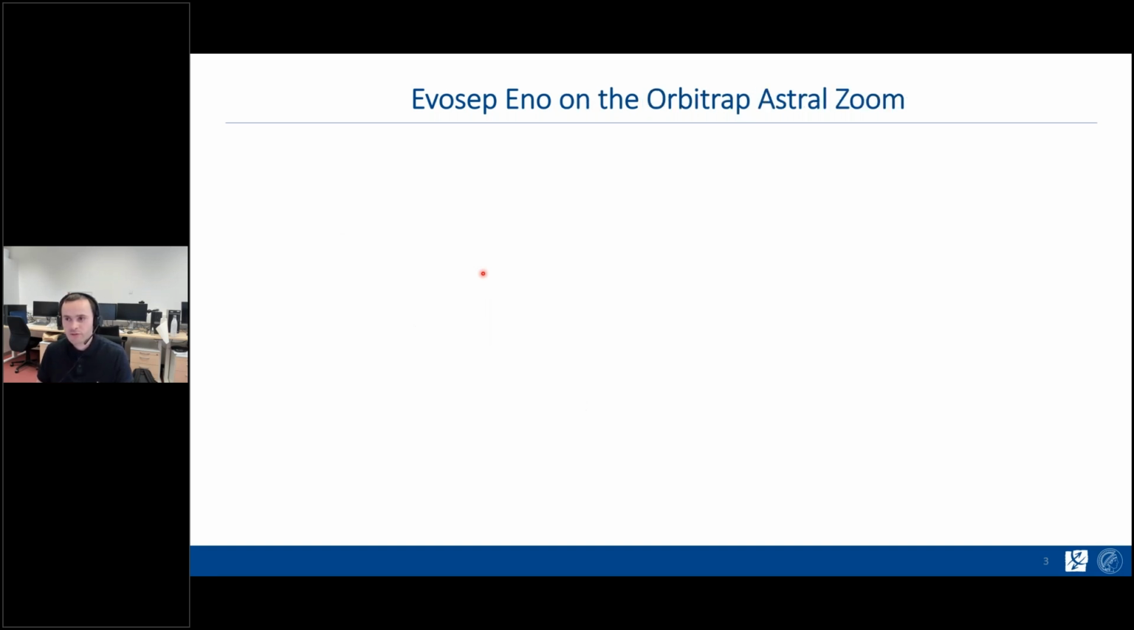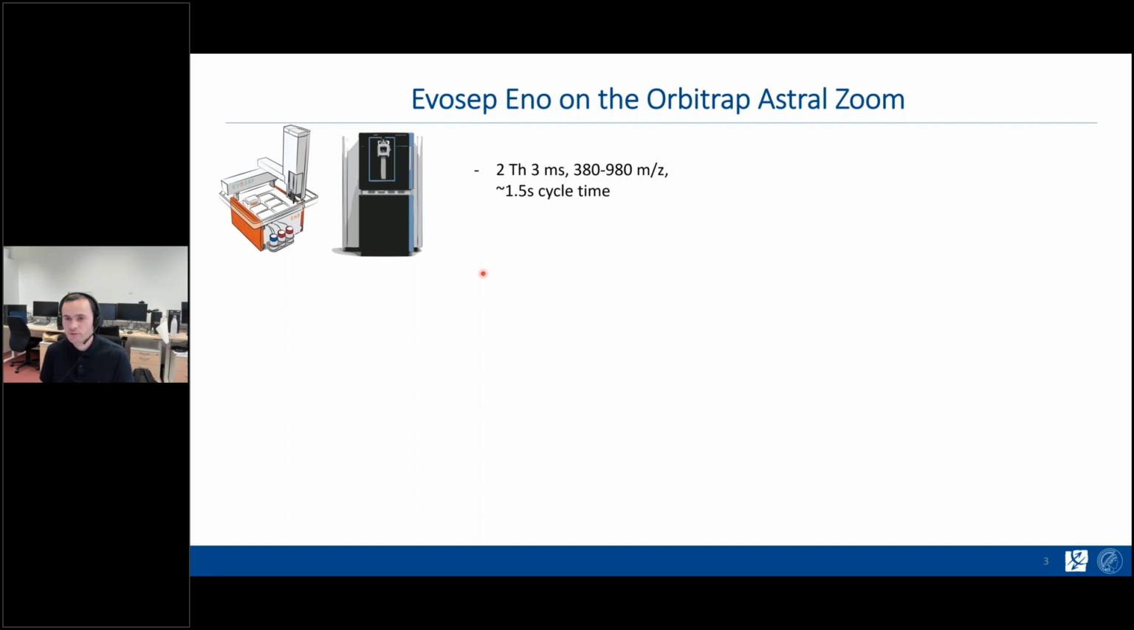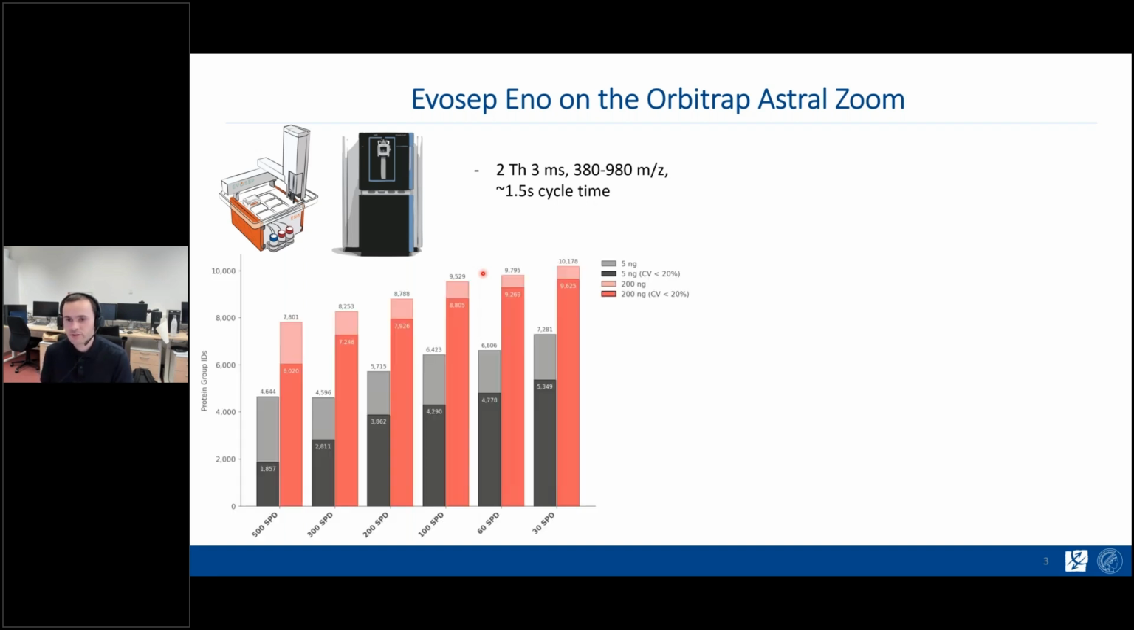So without further ado, starting on the Orbitrap Astral Zoom, we did this benchmark with the same method for all gradients. So it's a fairly default method that we also used on the Orbitrap Astral, so 2 Thomson windows with 3 milliseconds max injection time. So it has a cycle time around 1.5 seconds, which is a bit too long for the short gradients, but nonetheless, it worked very well.